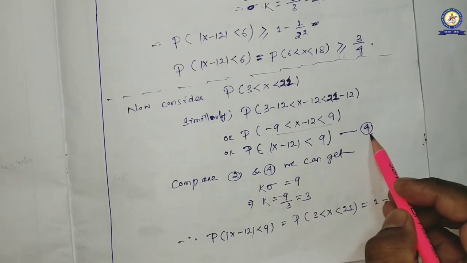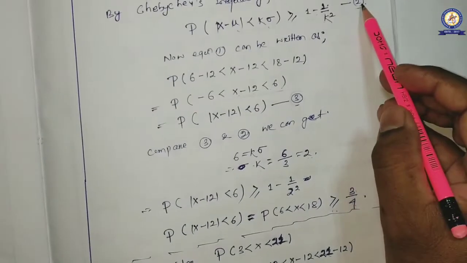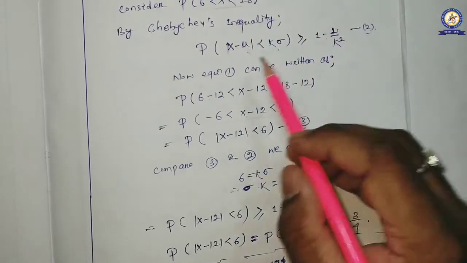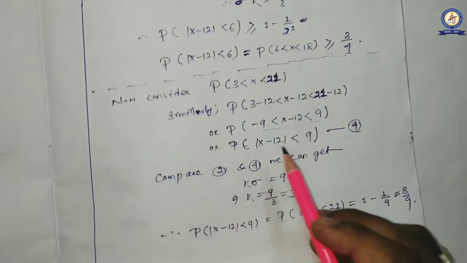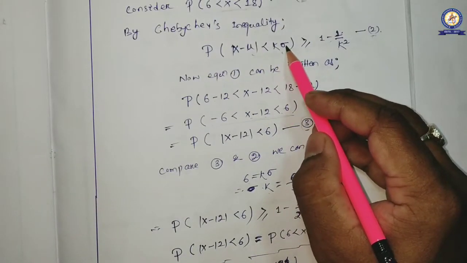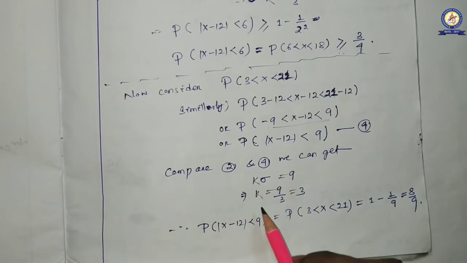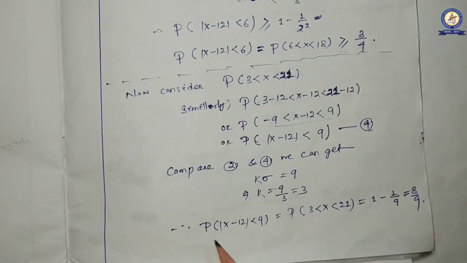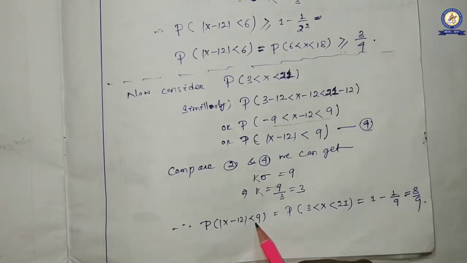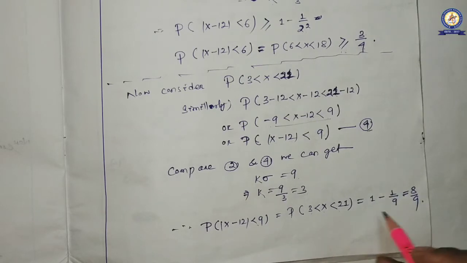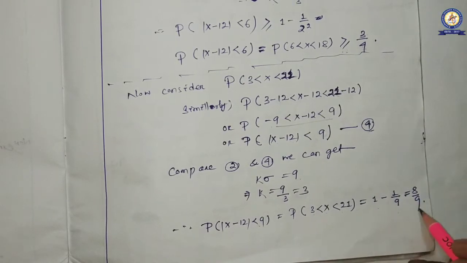Now you just compare this one with equation number 2. So here 9 will be equal to k sigma. See, here x minus mean is there, here also x minus mean is there. Less than 9, here less than k sigma. So here k sigma will be equal to 9, so k will be 3. So that implies the probability of x minus 12 less than 9, or the probability of 3 less than x less than 21, will be 1 minus 1 by 9, which equals 8 by 9.